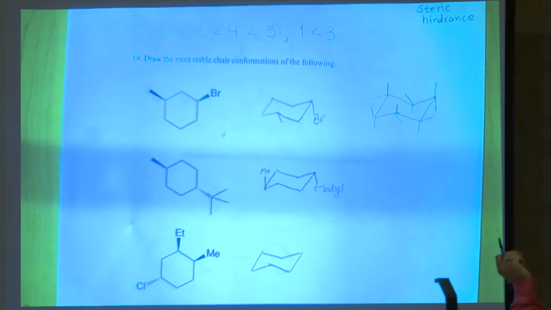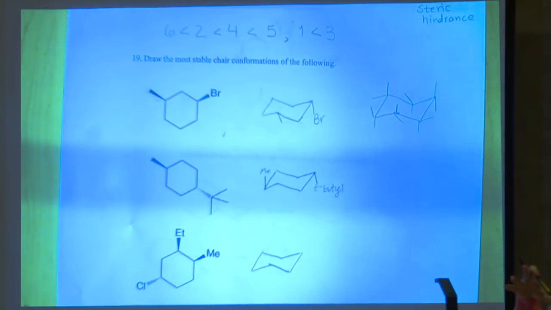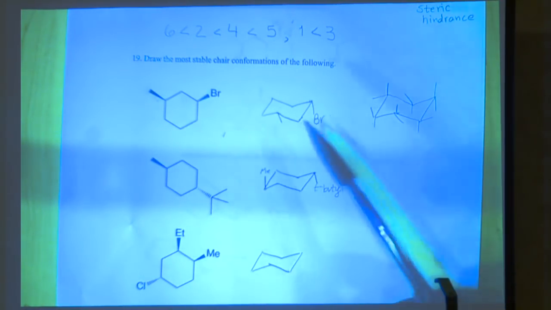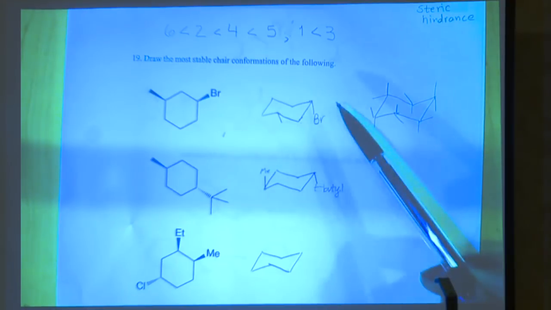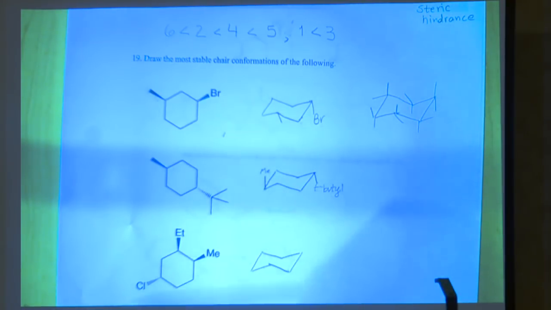The way I would do it, drawing the chair conformations, is pick your highest priority group, put that on an equatorial position, doesn't matter which one until you figure it out. Sometimes it'll be the case that if you put it on a down equatorial, the other one can't be on an equatorial, but if you put the first one on an up equatorial, it could be. So you just need to look at that. Maybe that was more confusing than necessary.